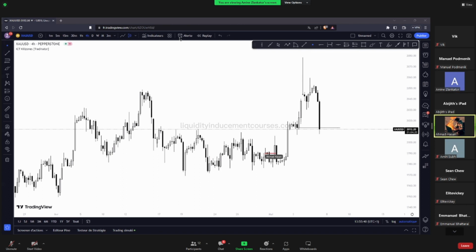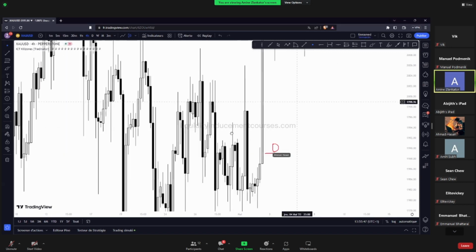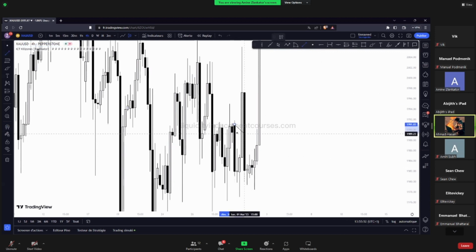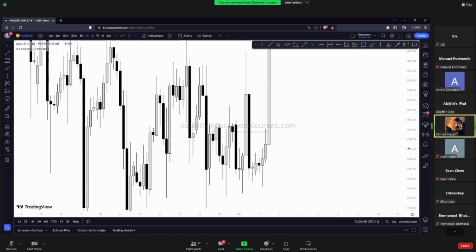Yeah, can you see? There was a daily right there. Basically, I bought here, just for the SNF. I thought maybe from here price will react. So I bought here and I closed here, but price just did a reaction and then went up. Is there any way to know that it will go up or that it will respect it?